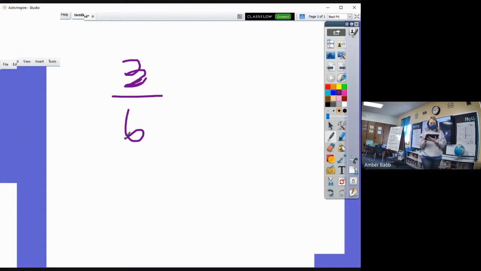multiples. Okay, so can both of these divide by 1? Yes, you can always divide anything by 1, but is that going to make it smaller to divide by 1?